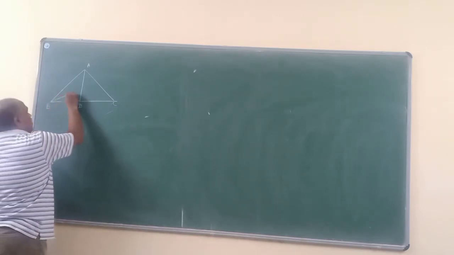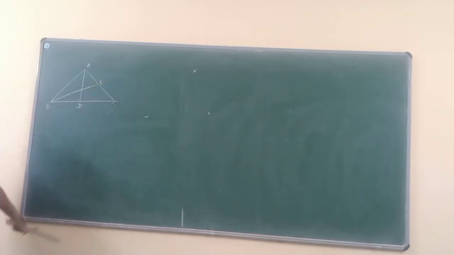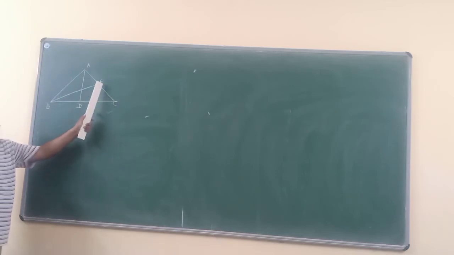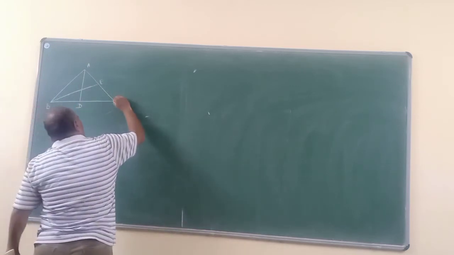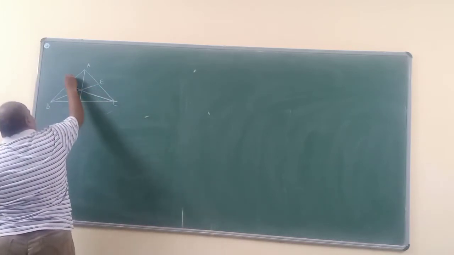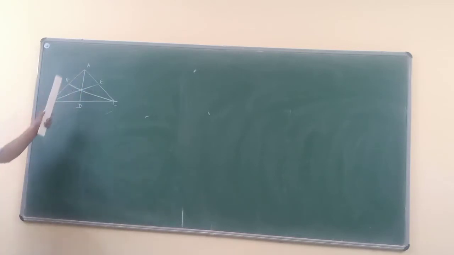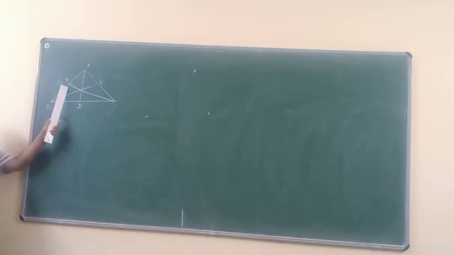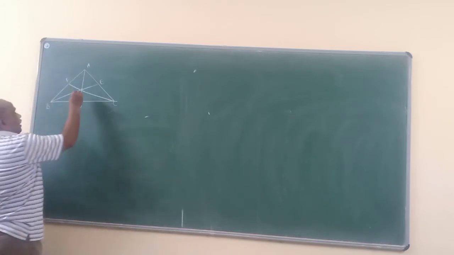And DE is also one of the medians. It divides the side AC. Therefore, E is the midpoint of AC. Another median, CF, is another median. It bisects the side AB. Therefore, F is the midpoint of AB.